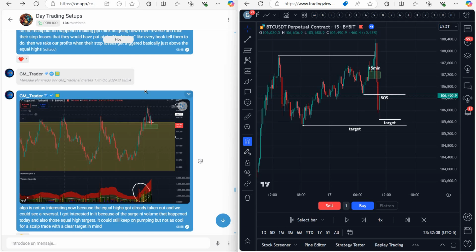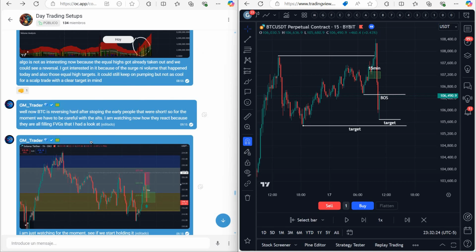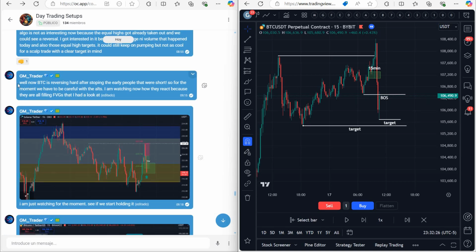And I was looking at algo, and then I was like, algo is not as interesting now because the equal highs got already taken out. So we could see a reversal. That's what was already worrying me, because there was no move to be made on algo. And Bitcoin is now reversing out after stopping the early people that were short. So for the moment, we have to be careful with the alts.